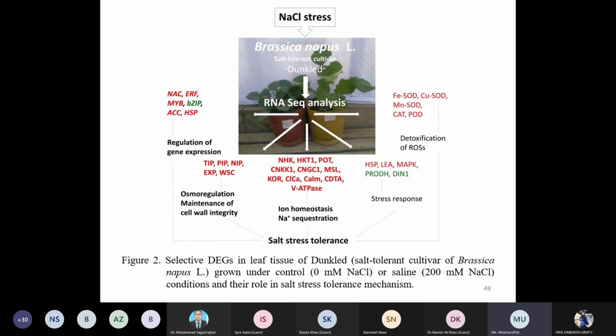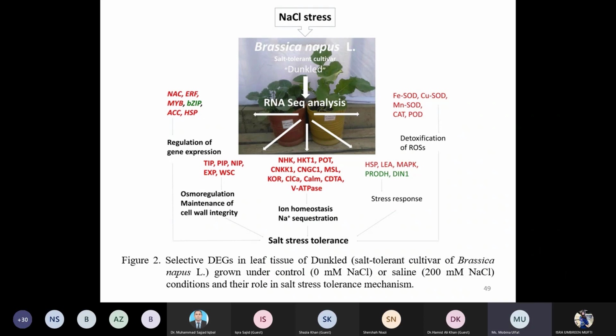Next, all the slides we have gone through are summarized in this figure. What we wanted to know was the mechanism of salt tolerance. I have indicated these genes with red color; they were upregulated, and those shown in green color were downregulated. And I have grouped them for the ease of understanding of the participants.